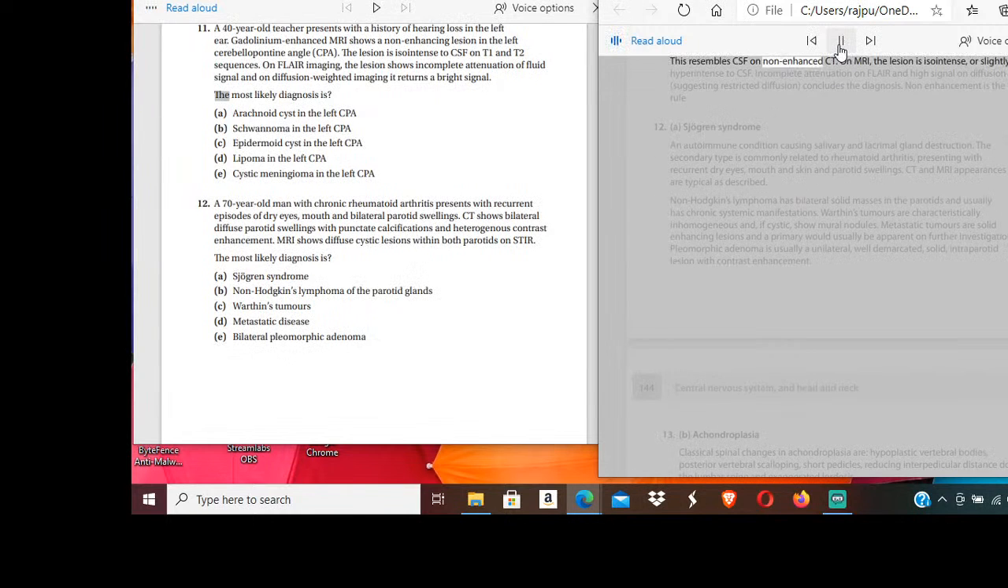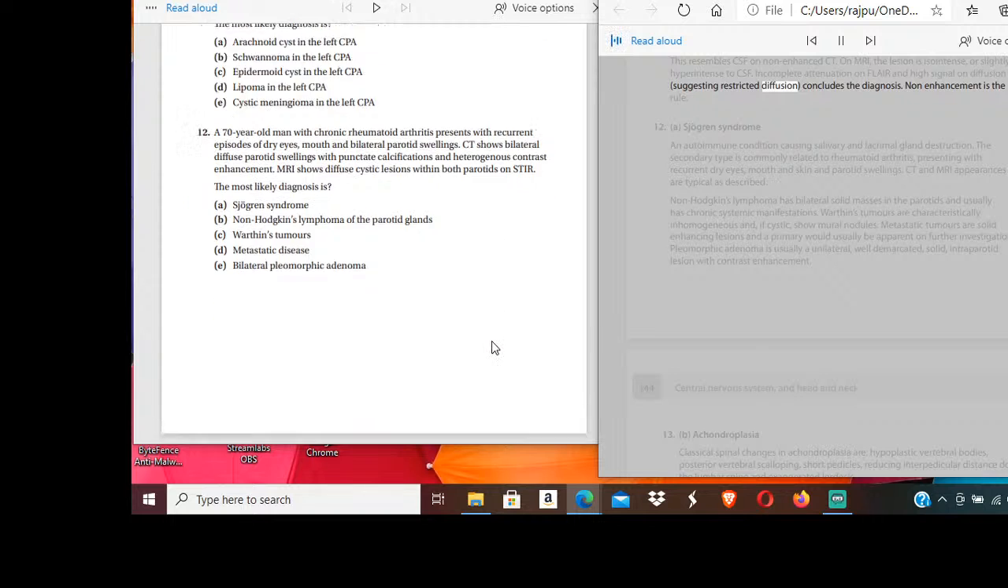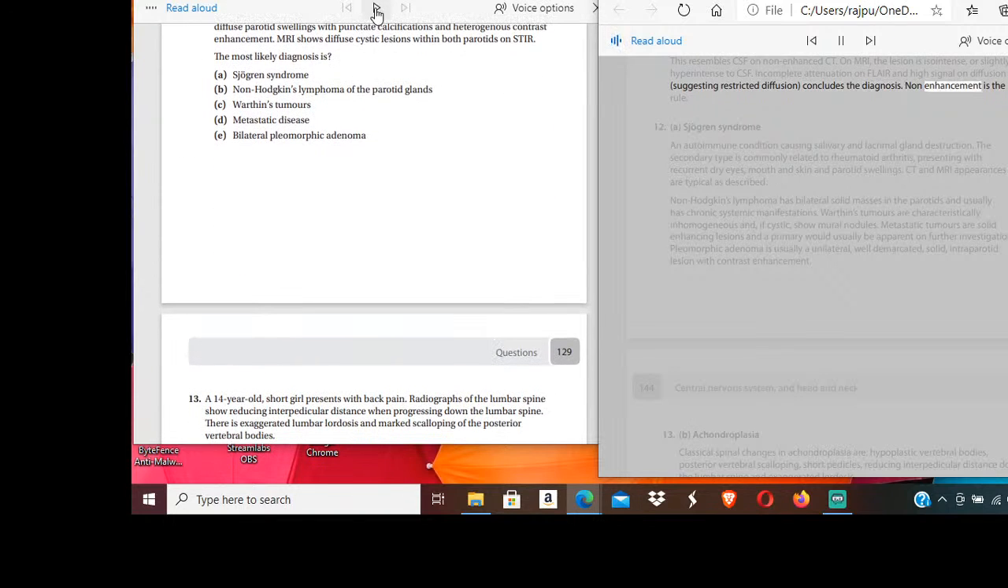This resembles CSF on non-enhanced CT. On MRI, the lesion is isointense, or slightly hyperintense, to CSF. Incomplete attenuation on FLAIR and high signal on diffusion, suggesting restricted diffusion, confirms the diagnosis. Non-enhancement is the rule.